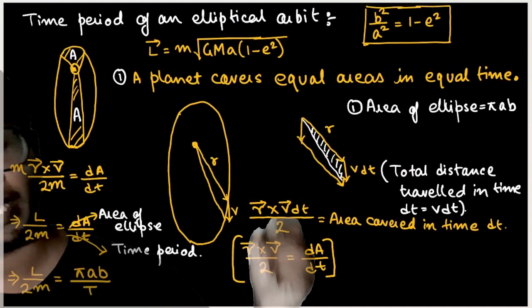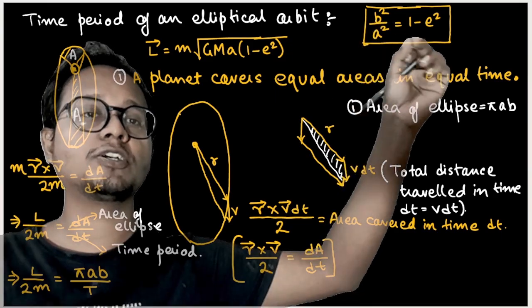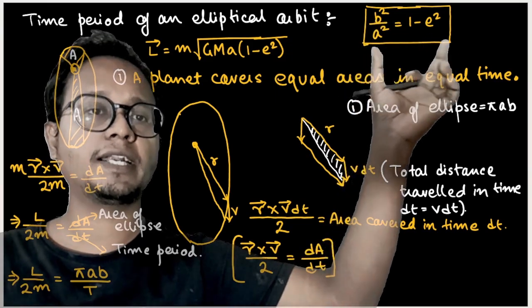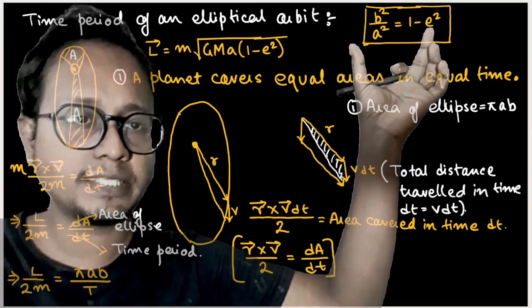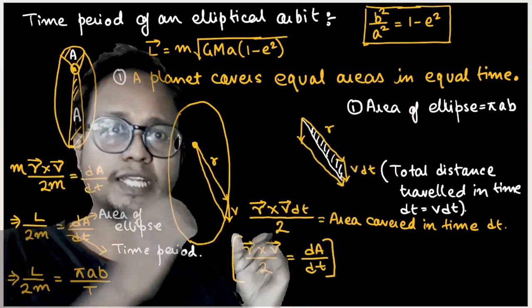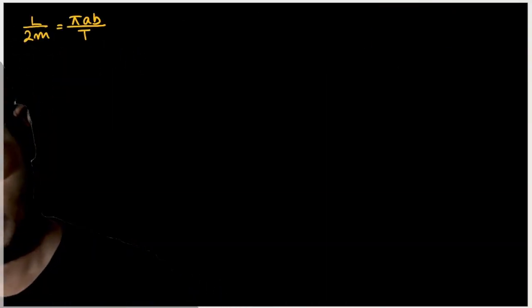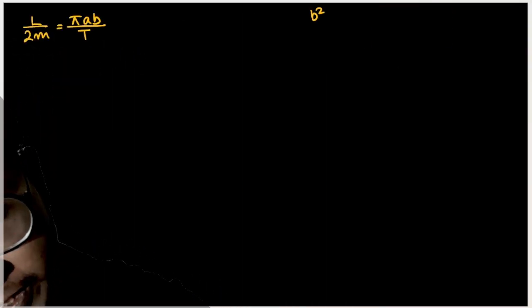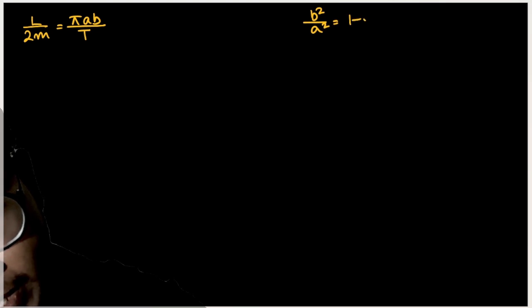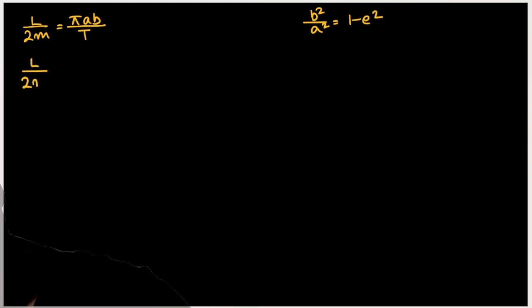So L by 2m is equal to pi ab by T, where pi ab is nothing but the area of the ellipse. And what I'm using to substitute, b square by a square is equal to 1 minus e square. This is the standard notation in an ellipse. Okay, so b square divided by a square is equal to 1 minus e square.